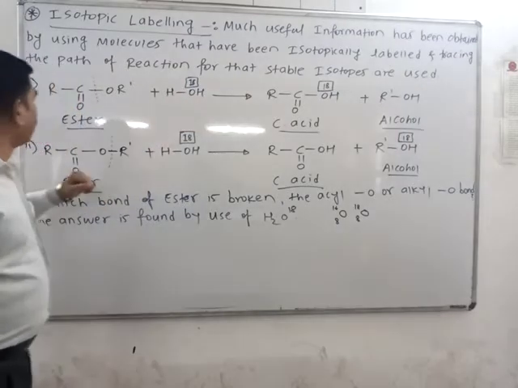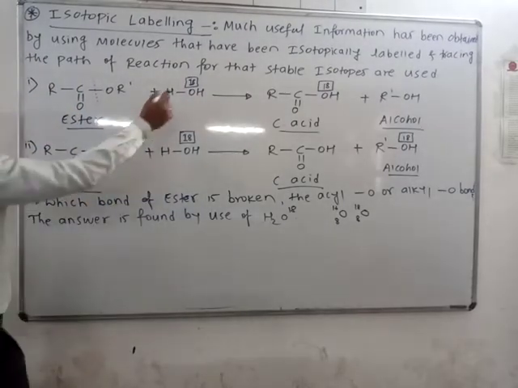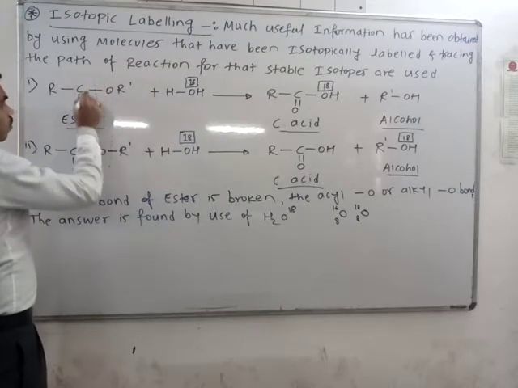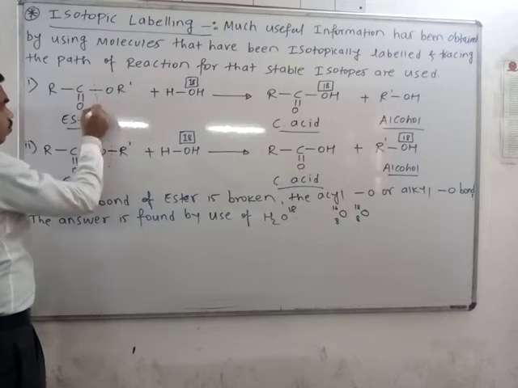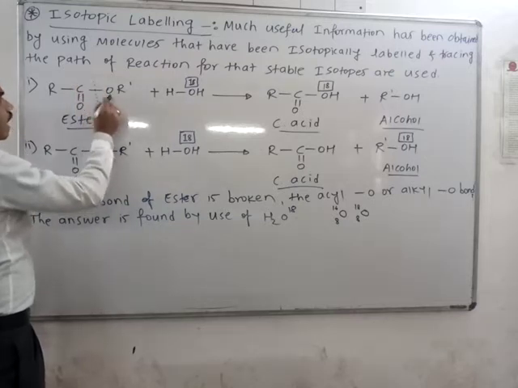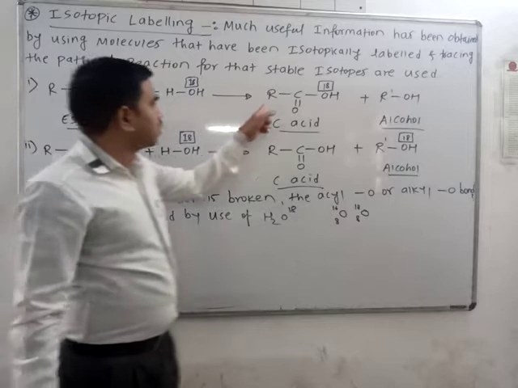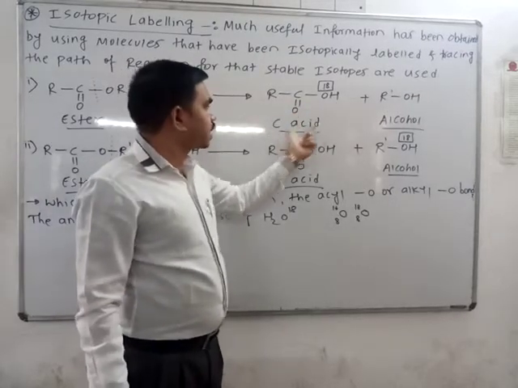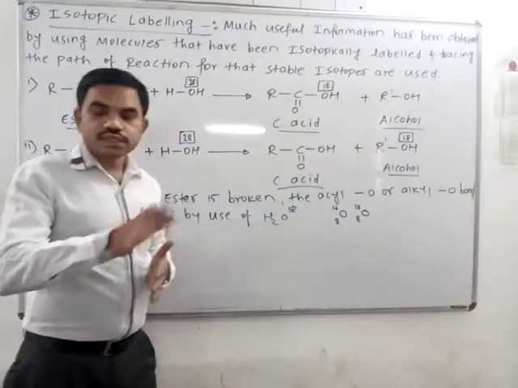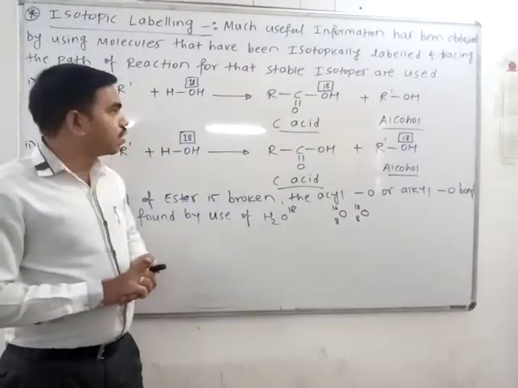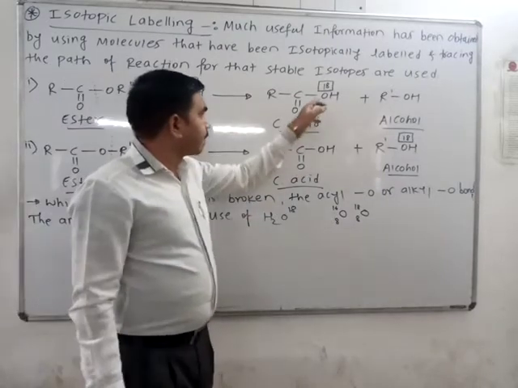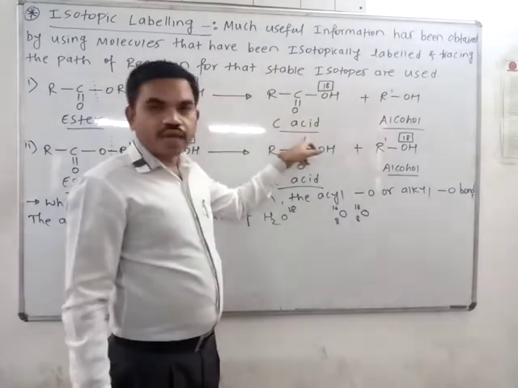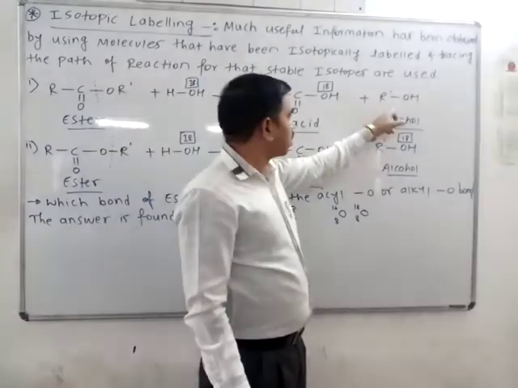So see here, what will happen? Now this OH minus will attack here, and here the breaking of the C-O bond, the acyl bond, will occur, and you see here RCOOH plus R-OH, you will get this carboxylic acid and alcohol. So ester on hydrolysis gives acid and alcohol. So you can see here this isotopically labeled oxygen comes in the acid and not in the alcohol.